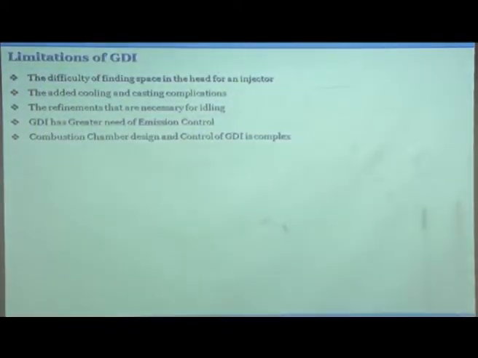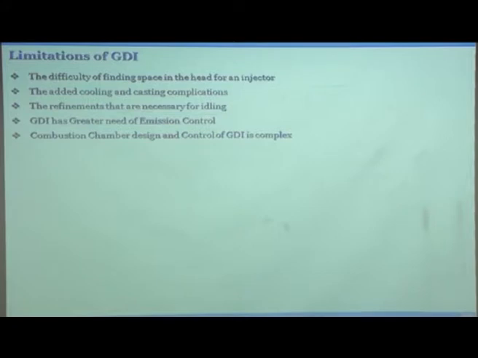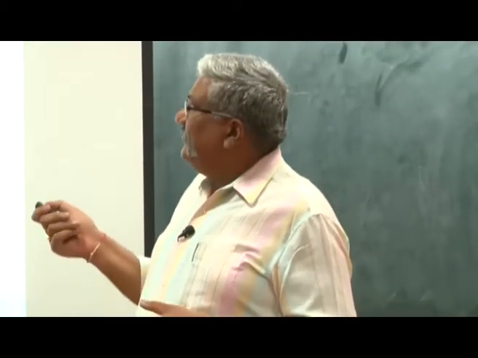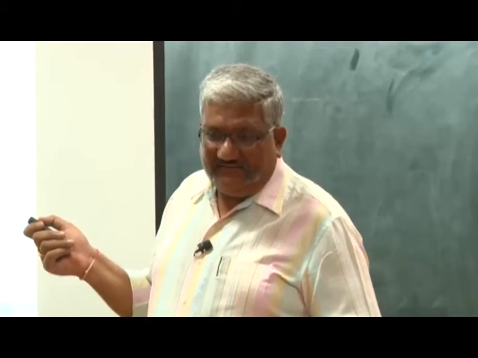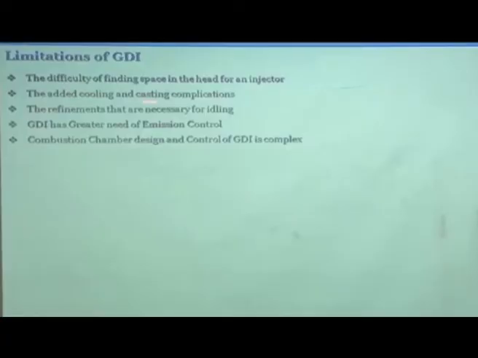Now, let us look at limitations of GDI. So, what are the limitations? First is that if you look at the cylinder head, these are all small engines. Okay. Gasoline engines are small engines for car applications. So, in a small cylinder, you already have nowadays 2 intake valves, 2 exhaust valves, 1 spark plug. You have to make another hole in that to put the injector. The head is already very crowded. It is very difficult to find space for an extra injector. Okay. So, this is one big challenge.